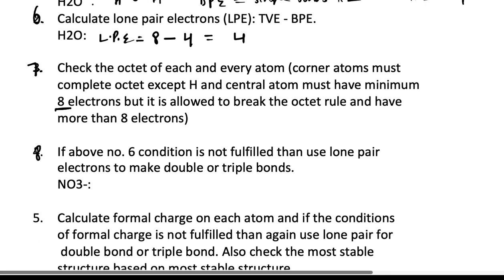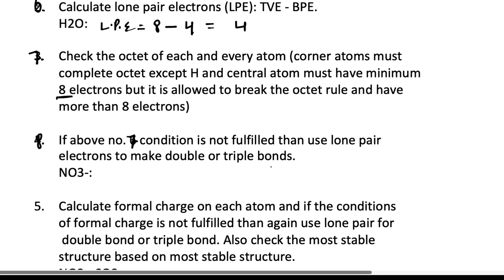Then this is rule number 8. Rule number 8 says, if condition number 7 is not fulfilled, then use the lone pair electron to make a double or triple bond. So what does it mean? It means we will assign every atom with lone pairs and then check the octet, and if the octet is not completing, then we are going to convert that lone pair into a bond pair, that is into a double bond or maybe a triple bond. I'll explain it with the help of the nitrate ion.